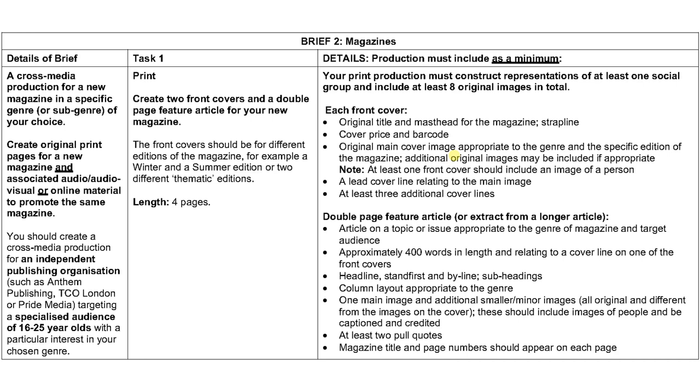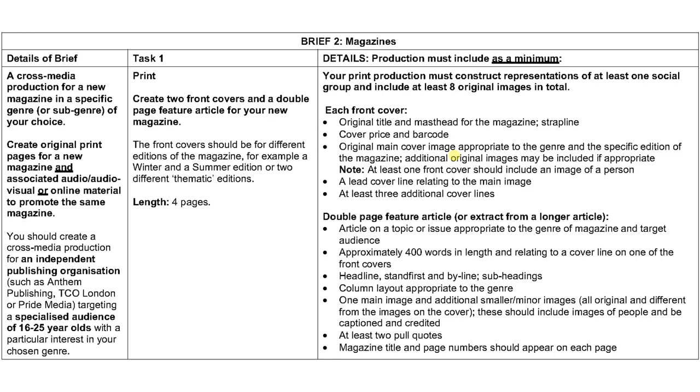It has to have at least one main image, and it has to have some smaller additional or minor images. They all have to be different. They have to be different from the ones that are on the front cover, so you can't reuse that one. They should also be varied. They can't all be taken in the same place at the same time and look the same.